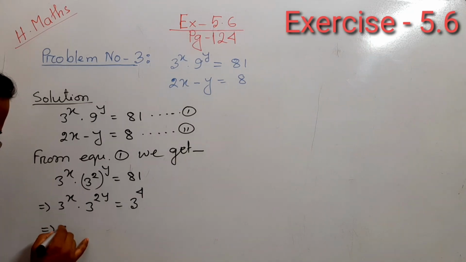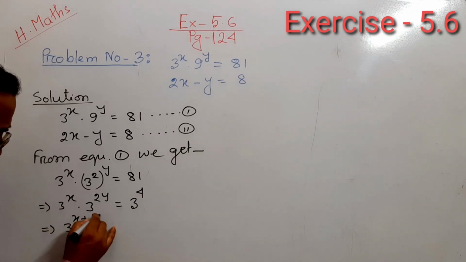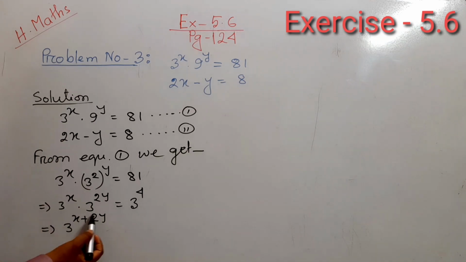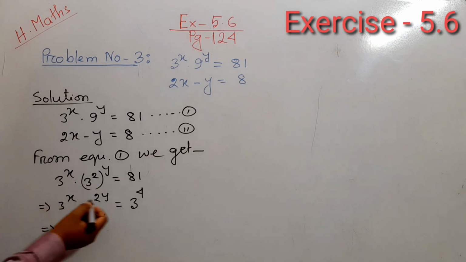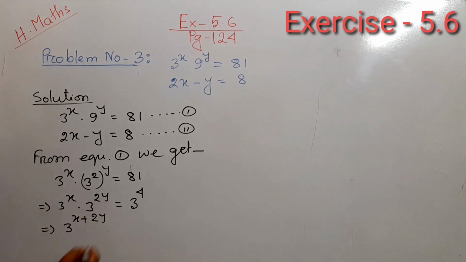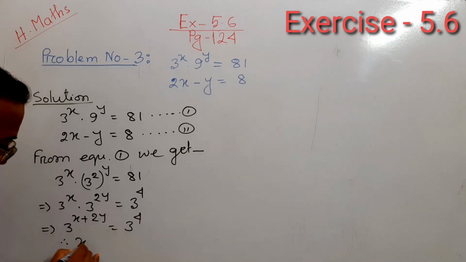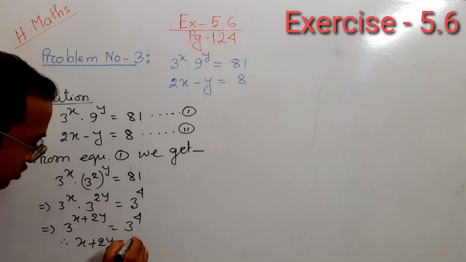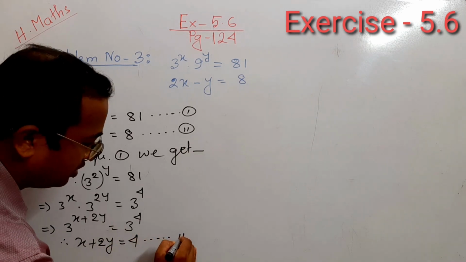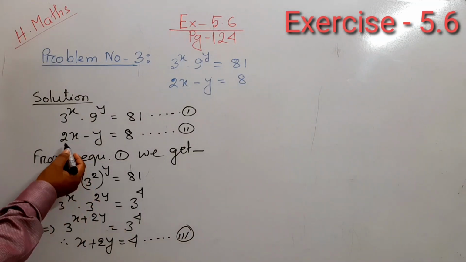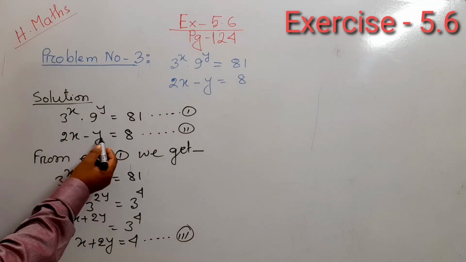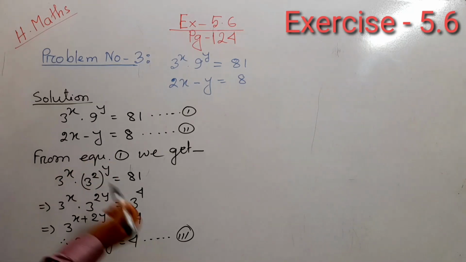Now 3 to the power x plus 2y. Look, if the bases are equal and the numbers are given as a multiplication, we can add the exponents. Here we will add the exponents, that is x plus 2y equal to 3 to the power 4. Now the bases are equal, so we can write x plus 2y equal to 4. This is equation number 3. Now look, if we multiply equation number 2 by 2 and add it with 3, what will we get?